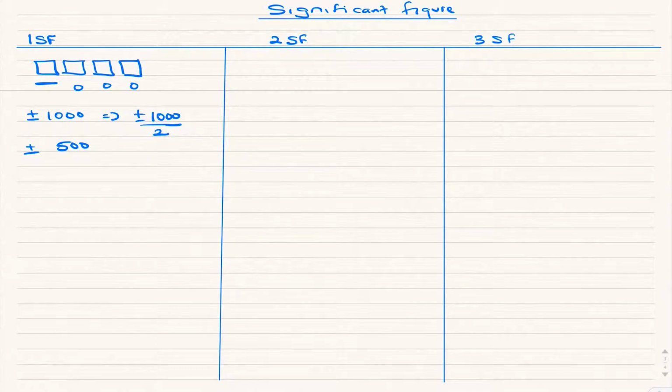So your error interval will be between lower bound and upper bound, and for x it will be x minus 500 less or equal to x less than x plus 500. So x minus 500 is the lower bound, which is the smallest possible value, and x plus 500 is the upper bound, which is the highest possible value.